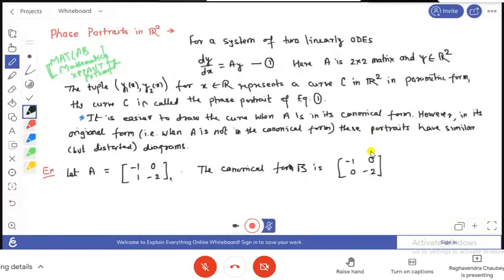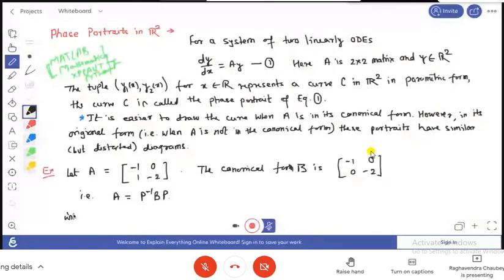is B. And if this is the canonical form, you know that A is written in this form, so this is your canonical form. Here B is the diagonal matrix, and A is the non-diagonal one. So here A is not in canonical form, but B is in canonical form.